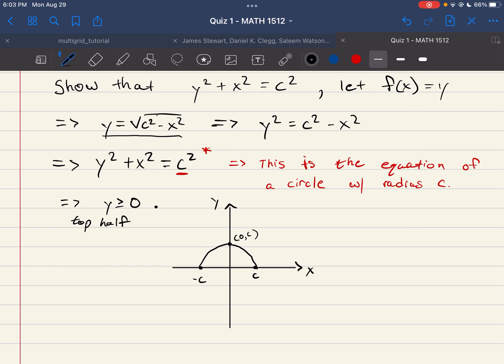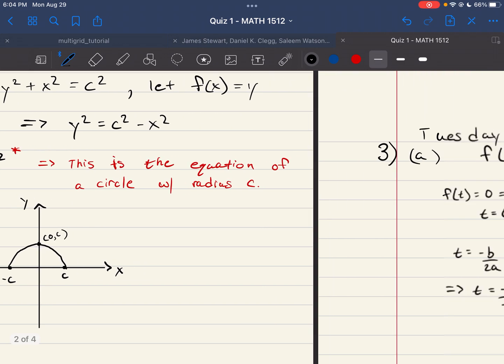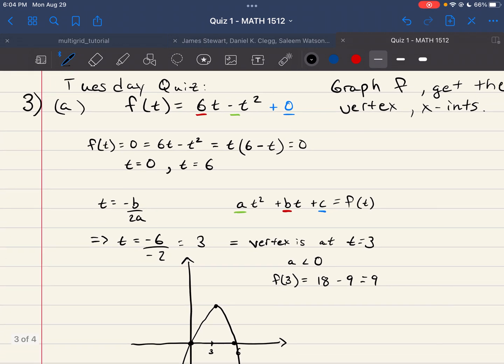So if it's radius c, we know that it must have those intercepts. It's centered at the origin also. So we must have x-intercepts at negative c and positive c, and then with radius c, we also have the point (0, c). So that's how we get our sketch of f of x, and it is the top half of a circle with radius c. So moving on to problem 3.